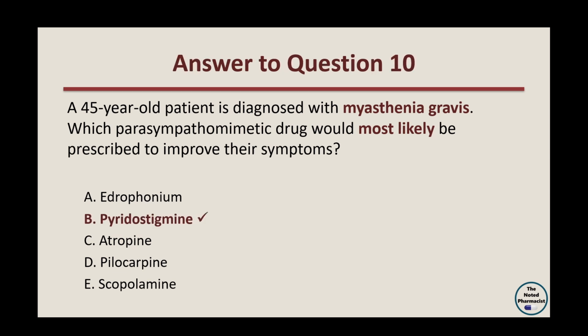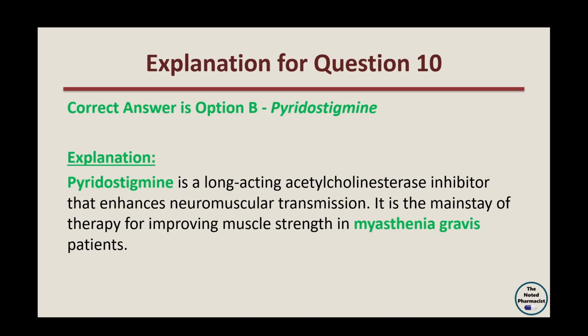The correct answer is option B, pyridostigmine. The explanation is as follows. Pyridostigmine is a long-acting acetylcholinesterase inhibitor that increases acetylcholine levels at the neuromuscular junction, improving muscle strength in patients with myasthenia gravis. Its duration of action makes it suitable for long-term management.